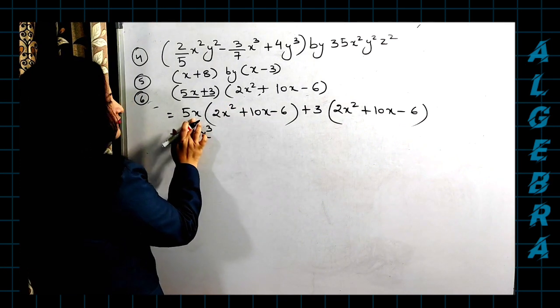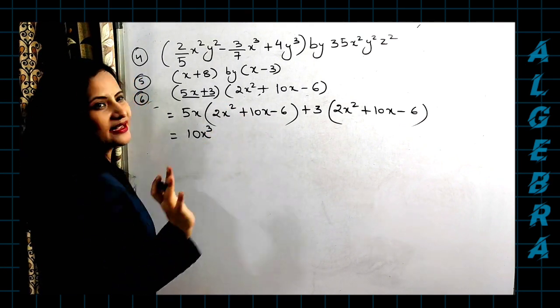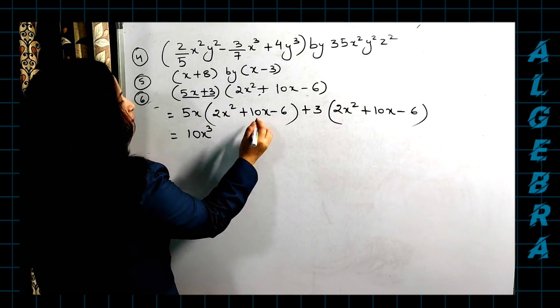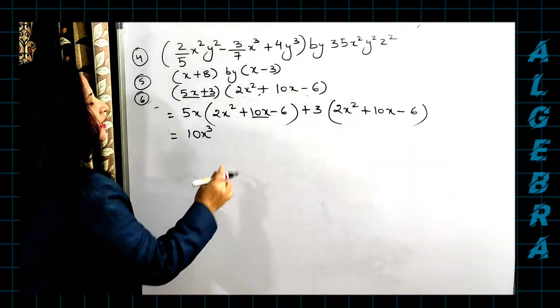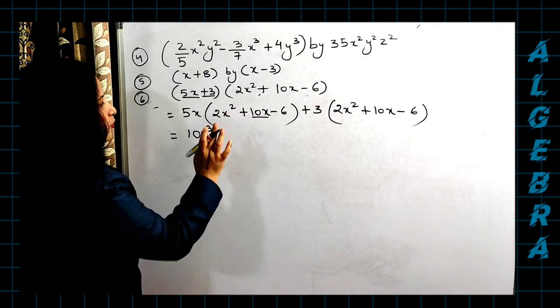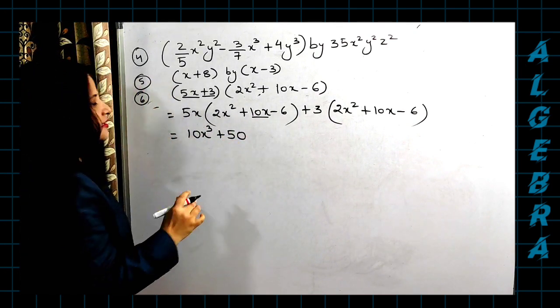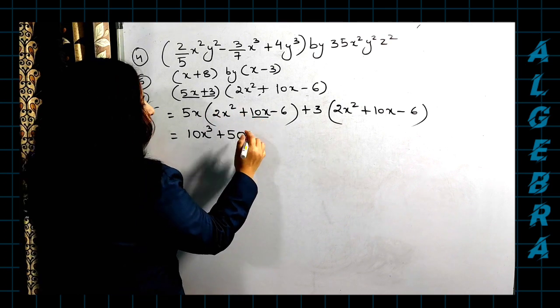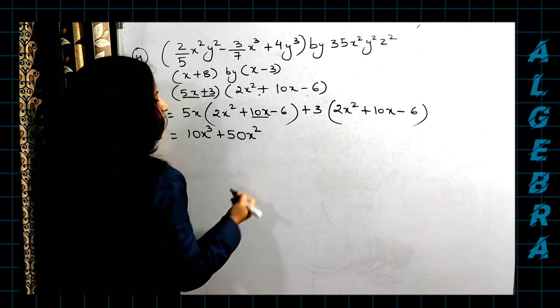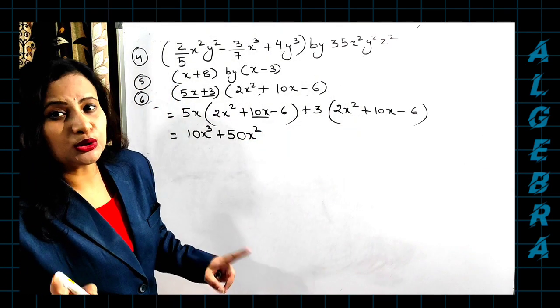Now I have to multiply the 5x with the plus 10x. Now focus on this only. 5 tens are 50. Both are plus, plus, so it will be plus 50 only. It is also having x, it is also having x. Base is the same, powers will be added. No power shown, so 1 plus 1, 2.